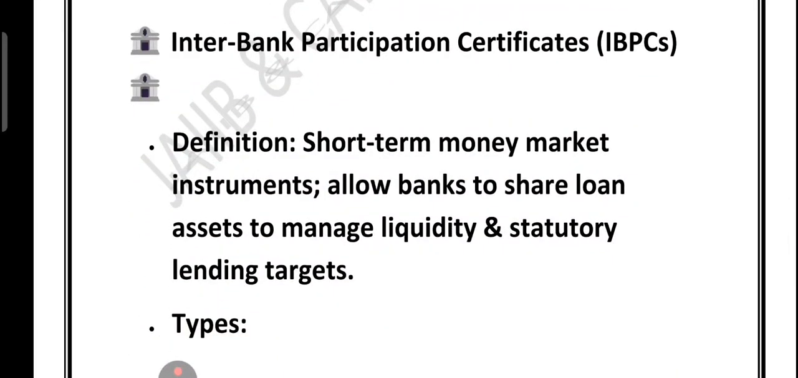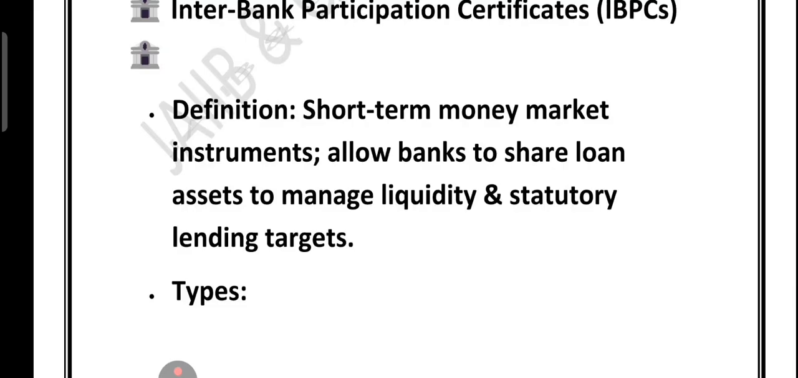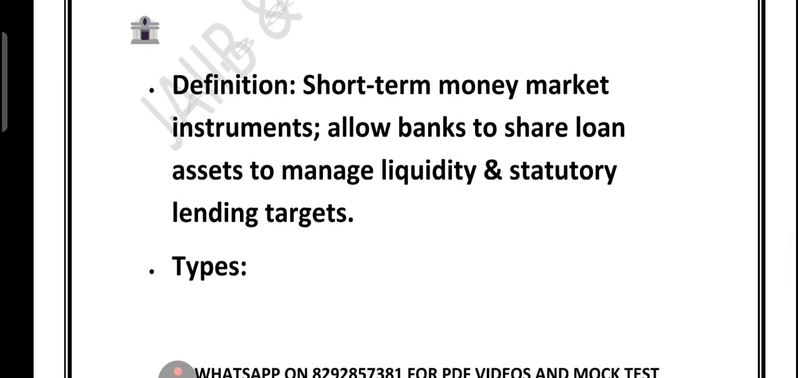Okay. Now let's talk about IBPCs, that's called interbank participation certificates. So friends, it is a short-term money market instrument that lets banks share loan assets. The key point is sharing the loan asset. It helps banks manage liquidity and meet the statutory lending target. So the key point is, in IBPC, banks share loans to balance liquidity and regulatory requirements.